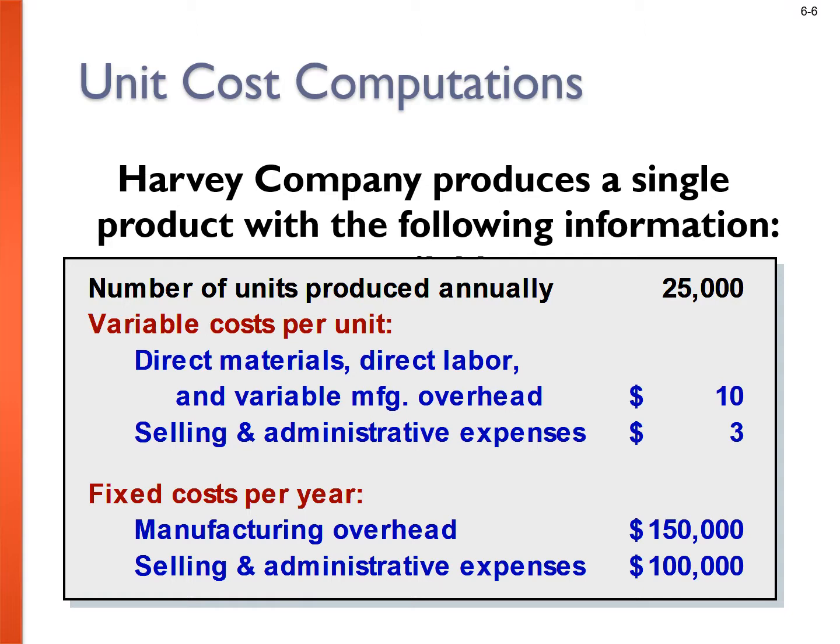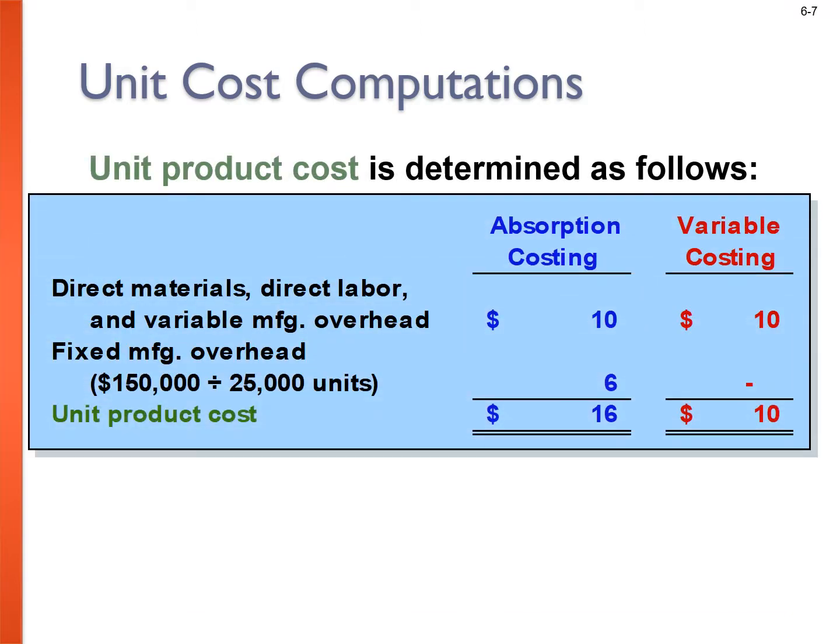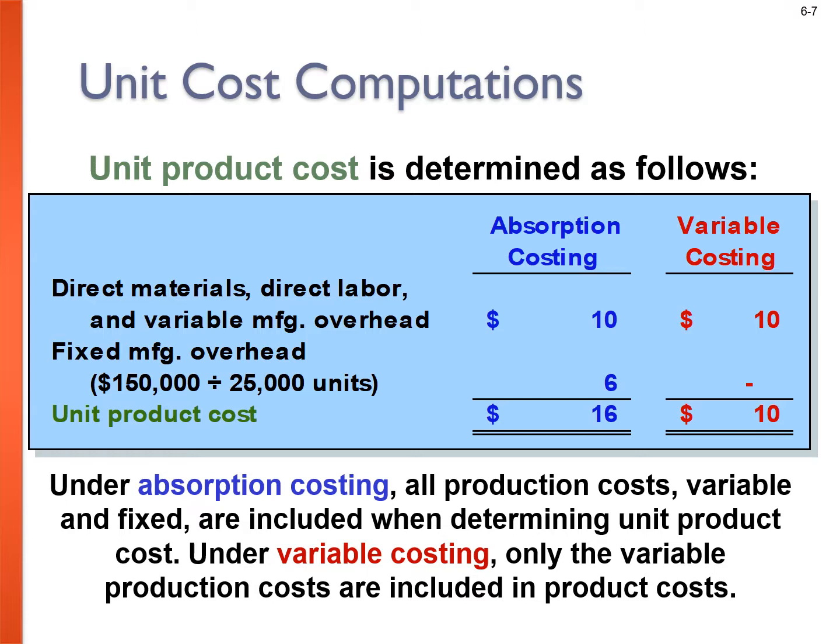So that's the information. To determine unit cost under absorption costing, we would take the variable manufacturing overhead, direct materials, direct labor amount of $10 and add the fixed manufacturing overhead, which would be determined by taking $150,000 divided by the 25,000 units produced for the year. So under absorption costing, your unit product cost would be $16.